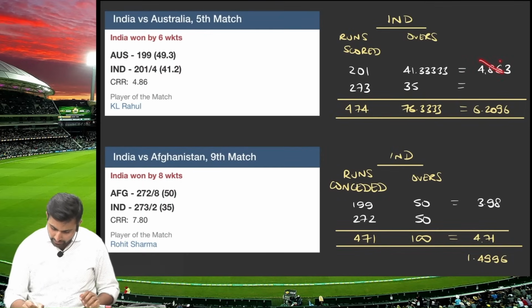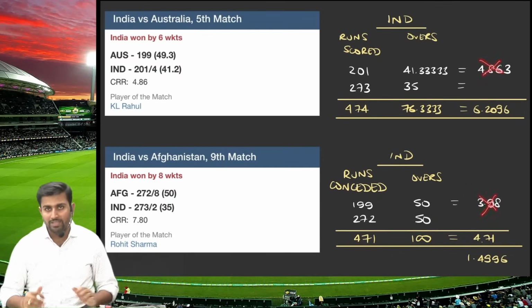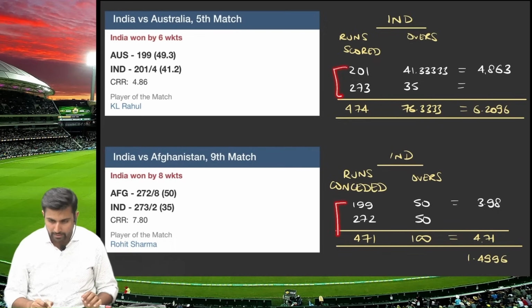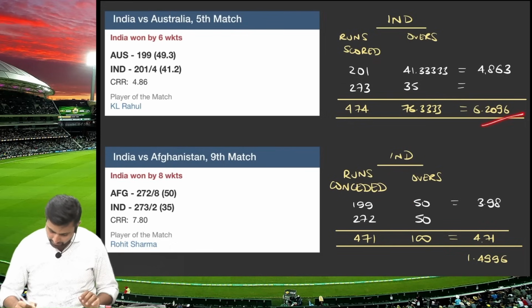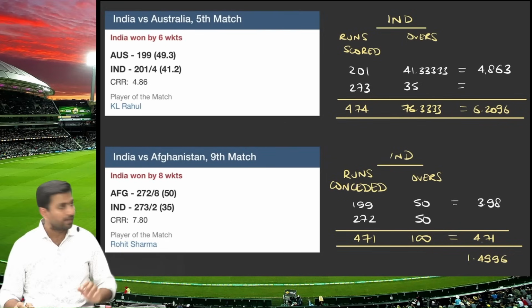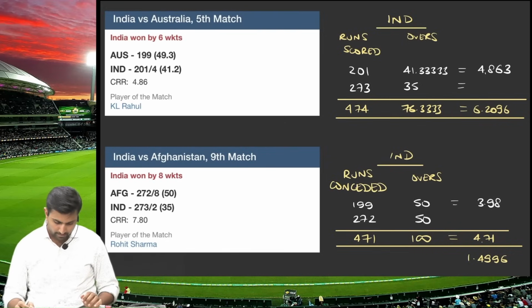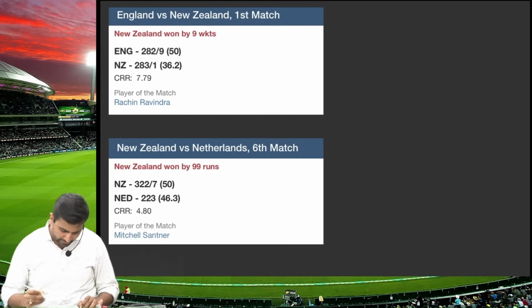We don't take individual match calculation once the team has played more than one match. We add up the number of runs scored and number of runs conceded. We add up the number of overs played or overs bowled, and then we calculate run rate for runs scored and run rate for the runs conceded, and then we take up the net value. Then next we will take up another example, say New Zealand.